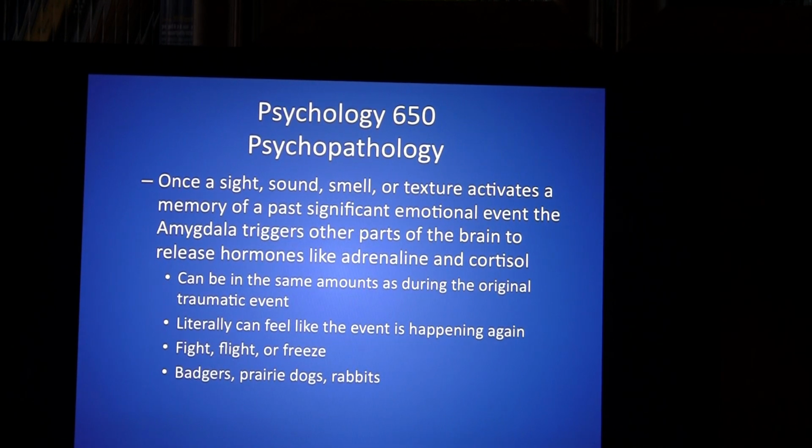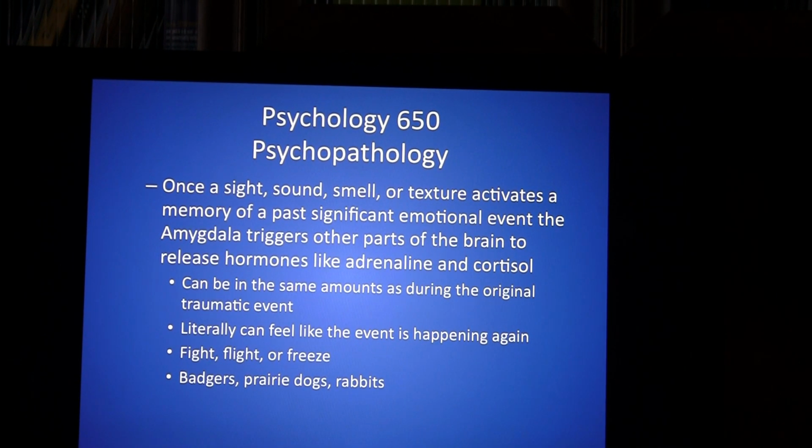Once a sight, sound, smell, or texture activates a memory of a past significant emotional event, the amygdala triggers other parts of the brain to release hormones like adrenaline and cortisol. The issue is, once the amygdala is triggered, it can release the same hormones at the very same levels that were released during the original event. So it can literally feel like that event is happening all over again. It generally causes a reaction of fight, flight, or freeze.